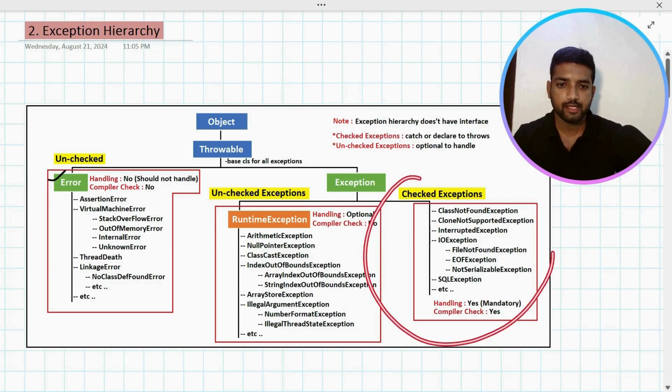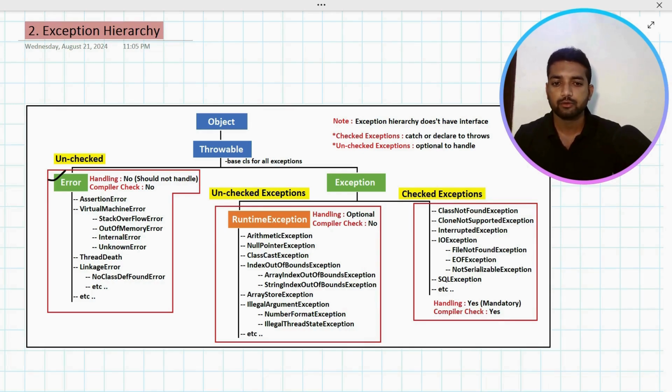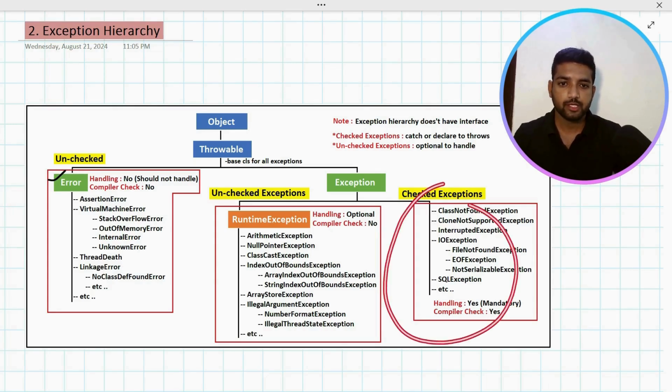So now let's understand checked exceptions. These are checked exceptions, so handling is mandatory for them. Handling means here you can write try and catch block or you can use throws. We can see that when I explain checked versus unchecked very clearly. If you don't handle these exceptions, the compiler will throw an error at compilation time. So people will say checked exceptions will come at compile time, but no exception will come at compile time.